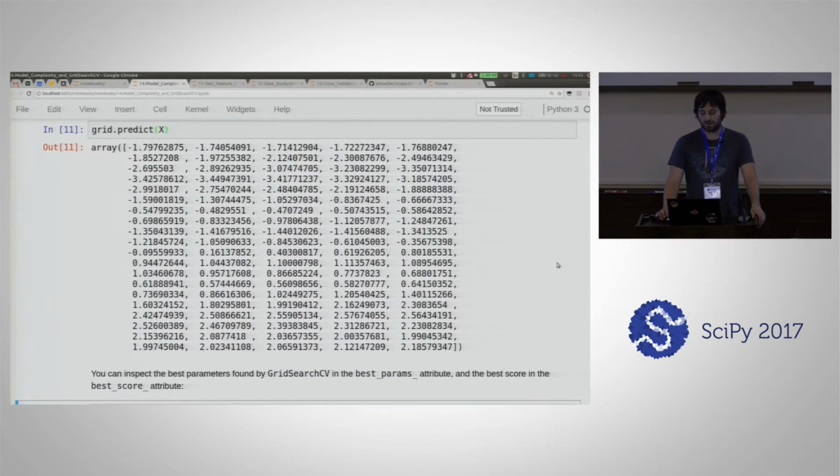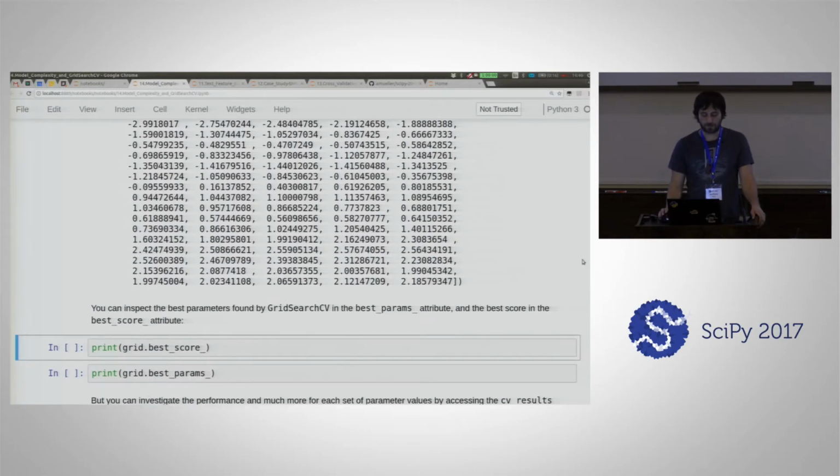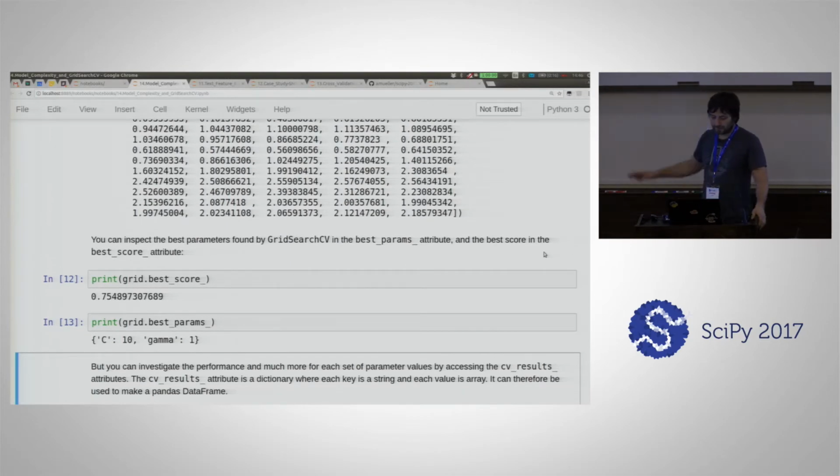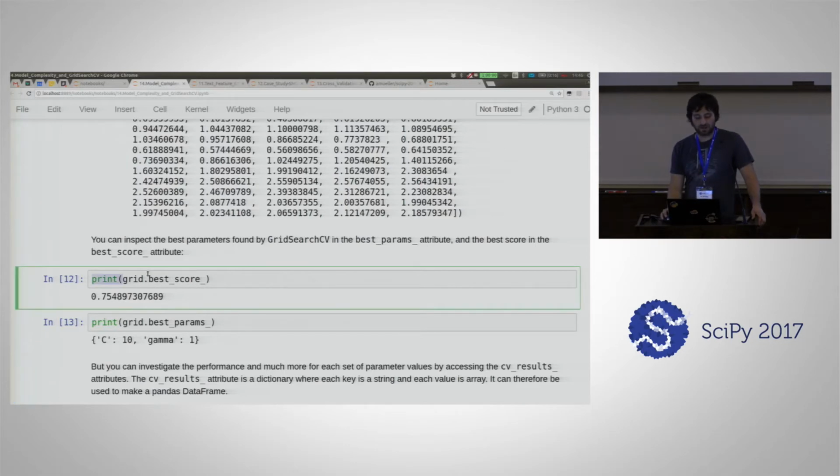So we actually don't have to worry about what the best parameters are. We can just call predict or score. If we want to find out what the best parameters are, we can look at the grid.best_params_ attribute. So C equal to 10 and gamma equal to 1 were the best parameters. And you can also look at what the best cross-validation score is in grid.best_score_. So that's the mean over all the cross-validation folds.